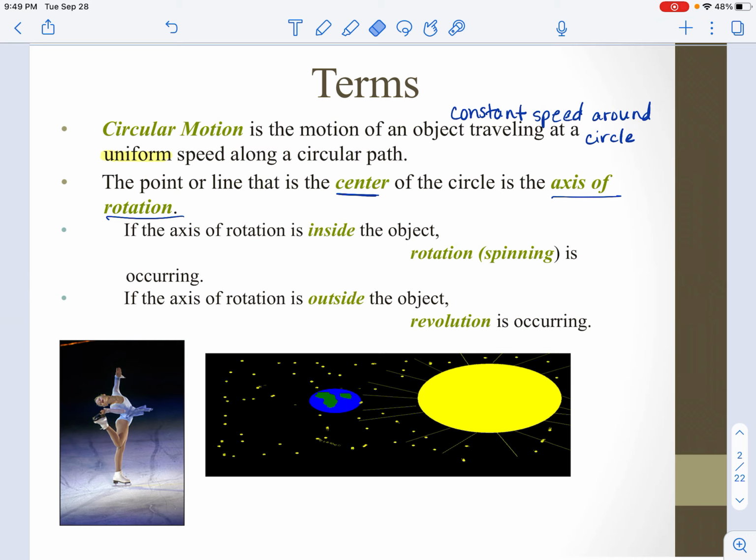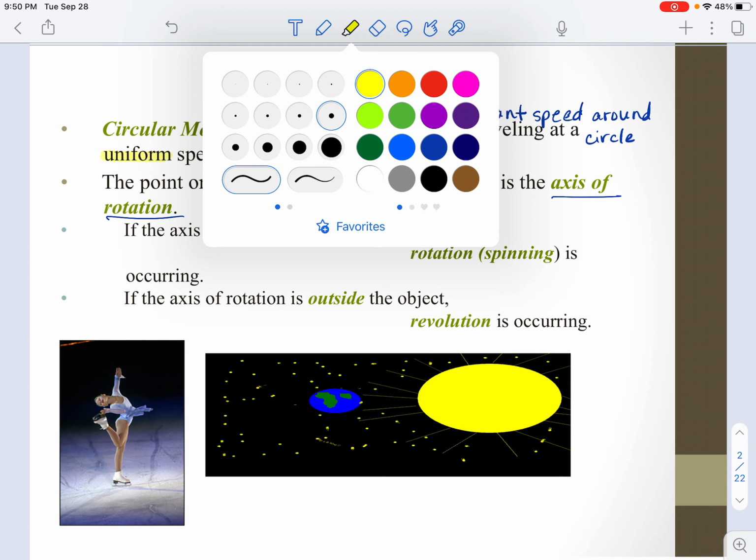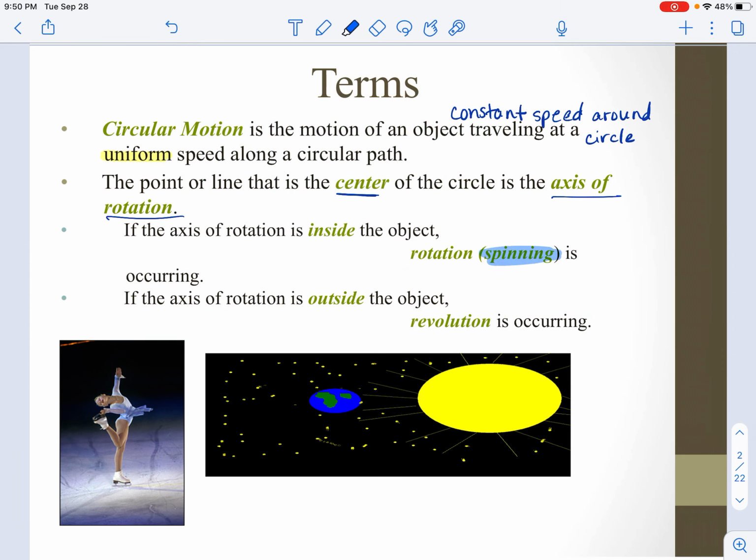All right, so then next we have two vocabulary words which are used to define, explain, describe, identify what type of circle our object is making. There are two choices. We could have objects that you and I say are spinning. We would say that this ice skater here is spinning or twirling. But in this class, I need you to reprogram your brain. Spinning is now going to have the term rotation, okay?